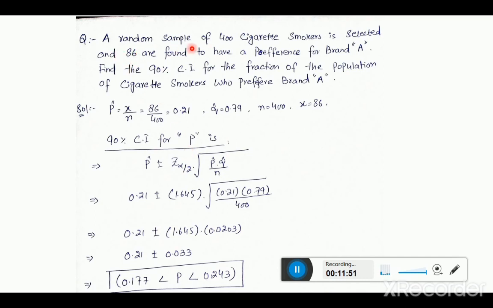An easy question: a random sample of 400 cigarette smokers is selected and 86 are found to have a preference for brand A.